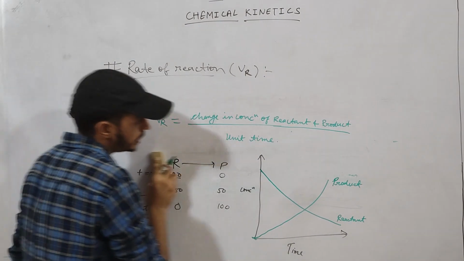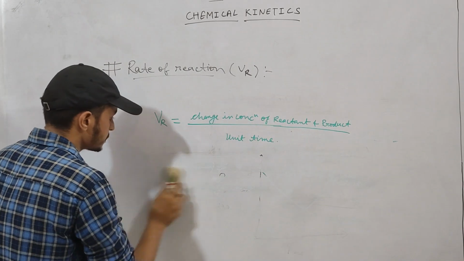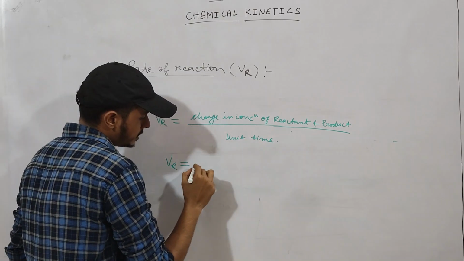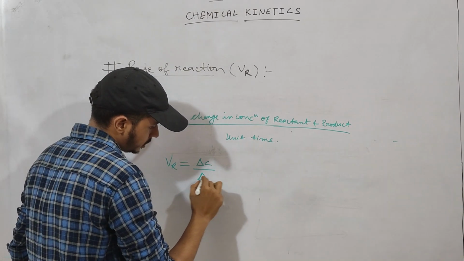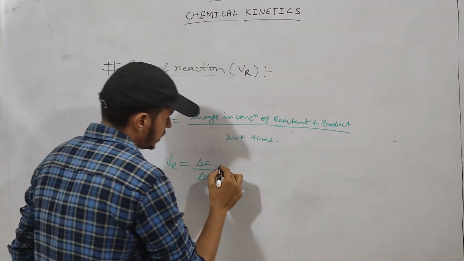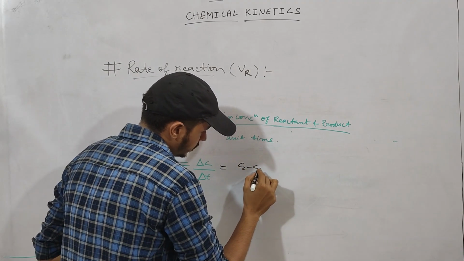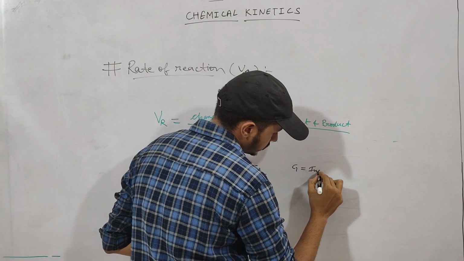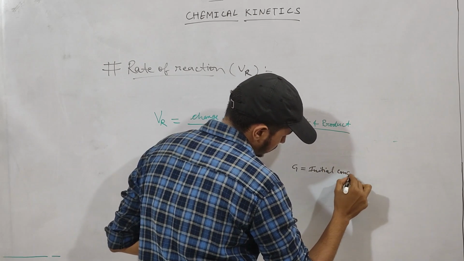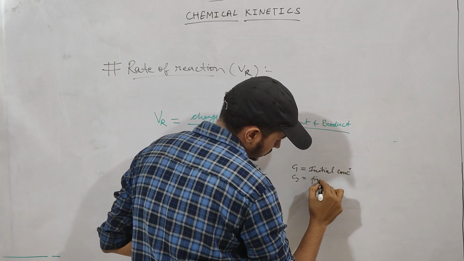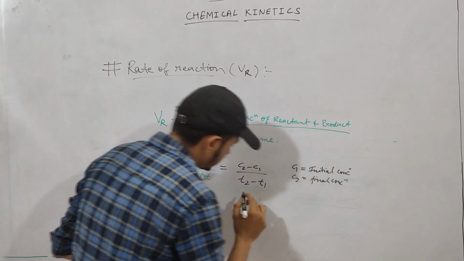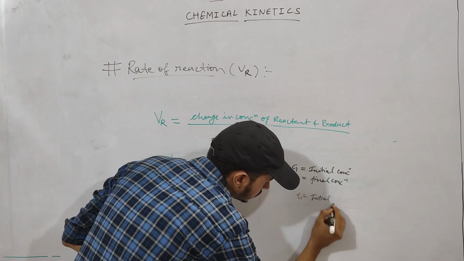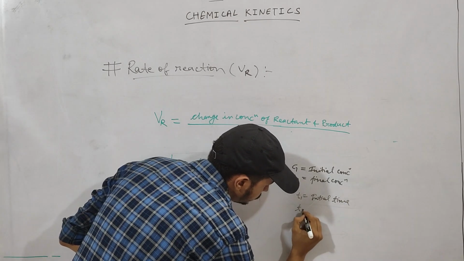So let's move towards rate of reaction again. What will be the formula for rate of reaction? It will be change in concentration, del C upon del T. So now we can write it as change in concentration, C2 minus C1, upon T2 minus T1. Here C1 is initial concentration and C2 is final concentration. And similarly, T1 is initial time and T2 is final time.